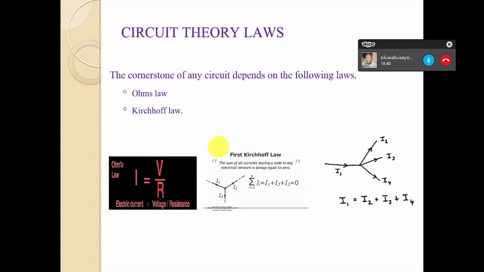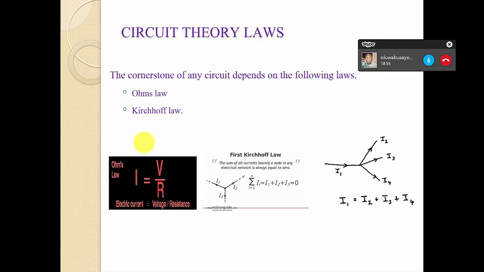Now, on my slide 4, the cornerstone of any circuit depends on the following laws. We have Ohm's law and Kirchhoff's law. These 2 laws are used to express the relationship between current, voltage, and resistance.